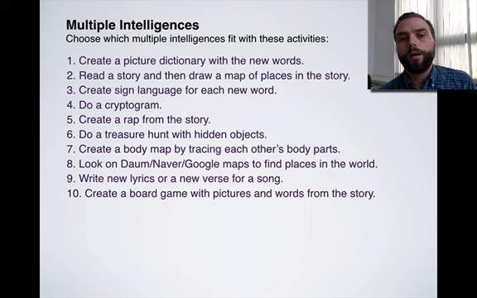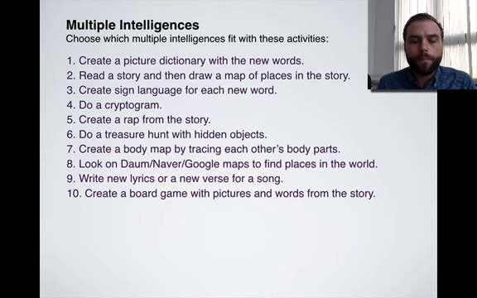Okay, and next one, create a board game with pictures and words from the story. Now I think this could be several multiple intelligences. It's visual spatial because of pictures. It's linguistic because of the words. But also creating a board game and thinking about the rules and how it's organized and how it's going to work, that could also be logical mathematical. People are thinking about the rules and making a kind of puzzle. So I think it also appeals to those kind of learners as well.